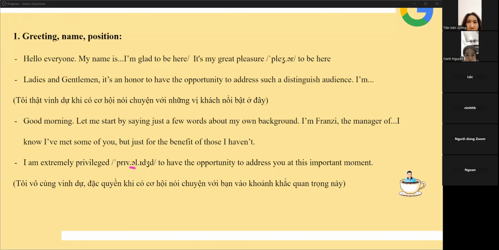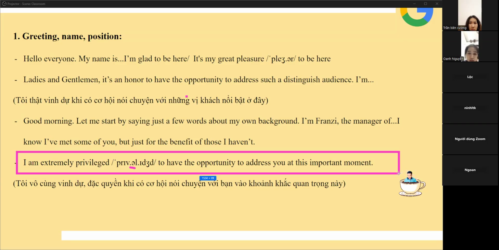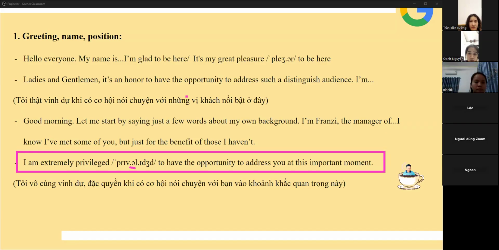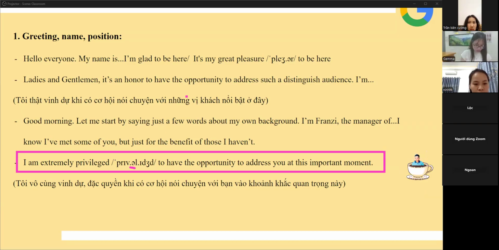Now let's try with some other student. Another student open their camera. Okay, Miss Owain Nguyen. Hello. Okay, teacher, we can hear you. I would like you to please try reading this last part. I am extremely privileged to have the opportunity to address you at this important moment. Okay, can you please try reading these words again? Extremely. Close enough, but you're almost there. Privileged. Privileged, not privive. It's privileged. Okay, good job.